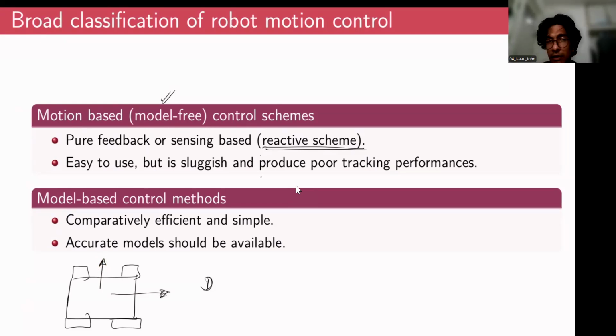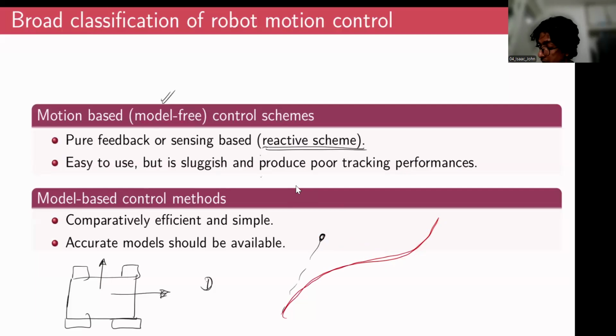So using model free, we would completely miss out that detail. And as a result, such models are a bit sluggish, and it produces poor tracking performance. So if you consider this to be the desired trajectory, and if the robot ended up somewhere around here, it would probably take a long time for the robot to get back to the desired trajectory. Right. That is about model-free control schemes.